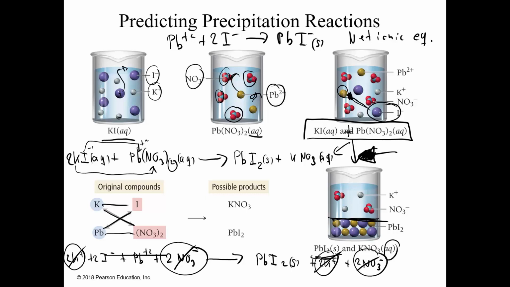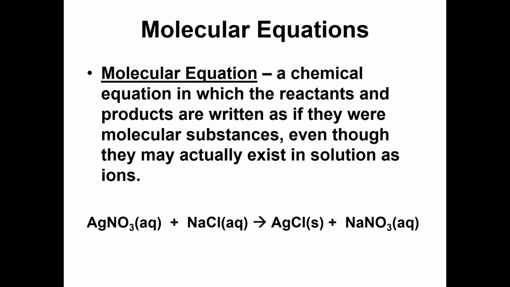Okay, so let's take a look at this vocabulary we just learned and use a different example. Here we have silver nitrate and sodium chloride. Essentially the same rule, right? Instead of lead we have silver, and instead of iodide we have chloride. And so it is that halide rule.